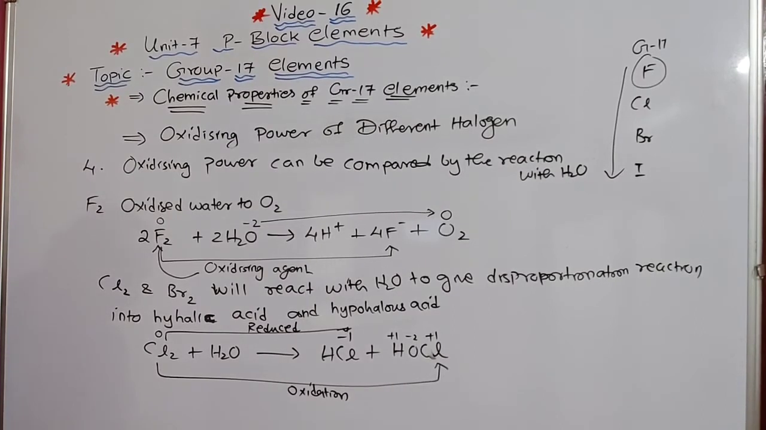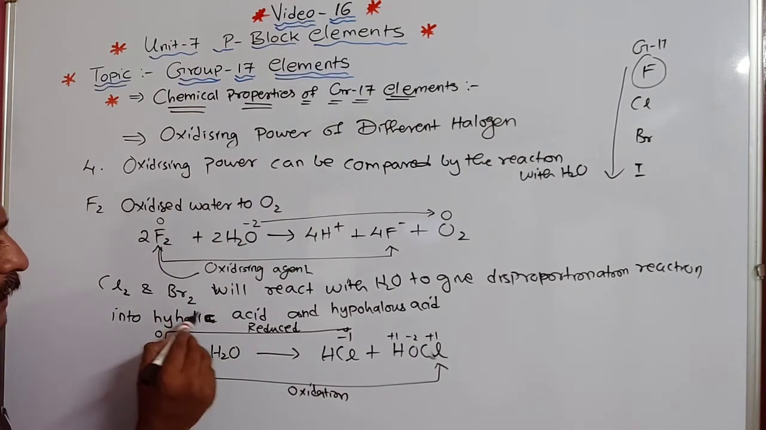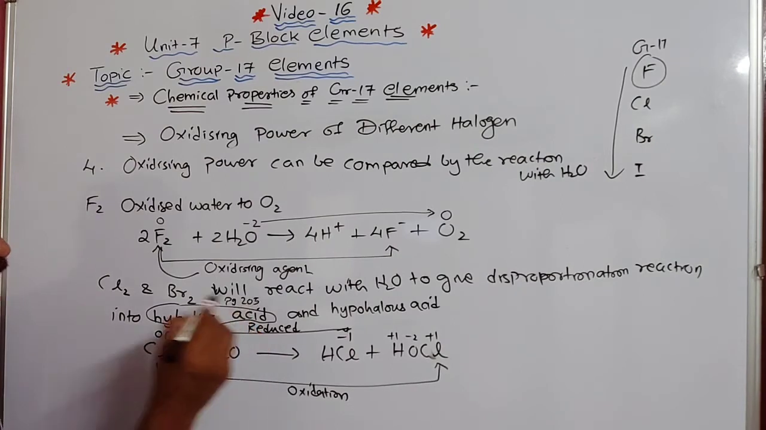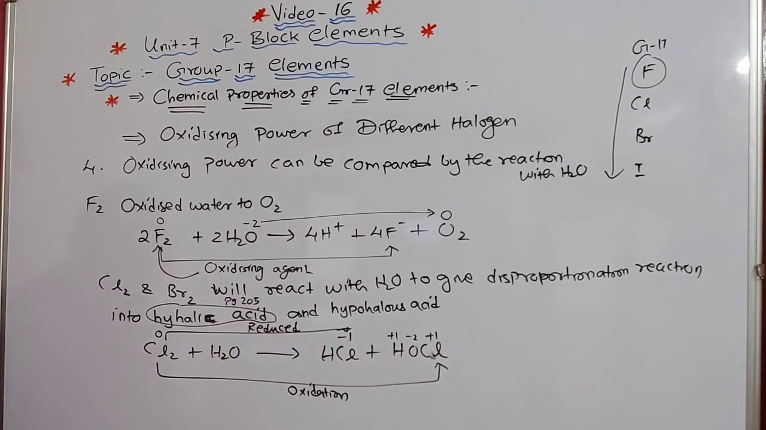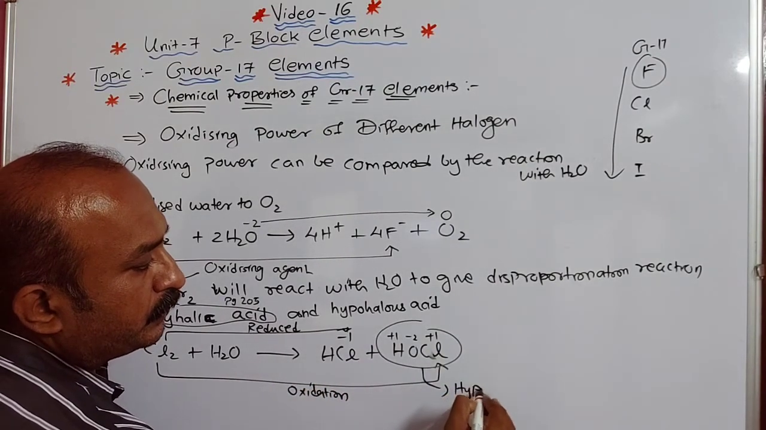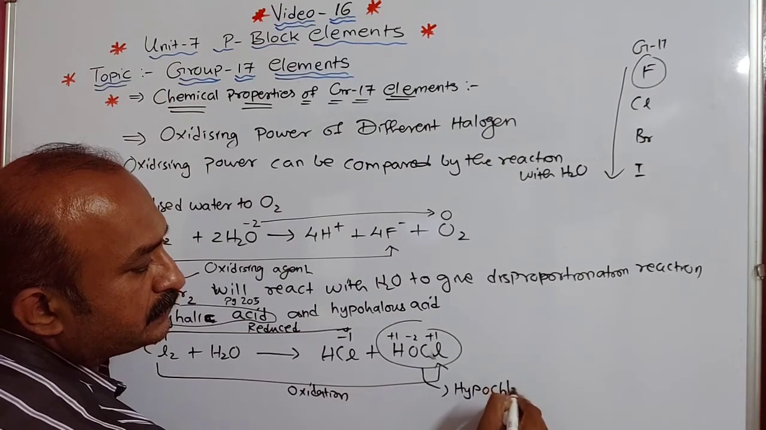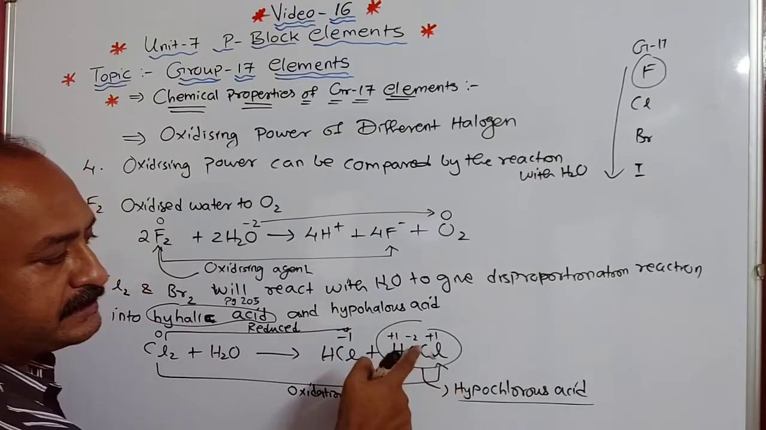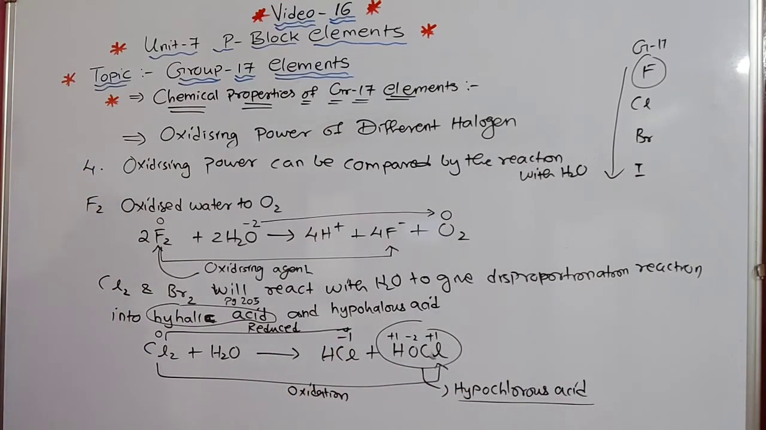Now this hypohalic acid is given in your textbook on page number 205. Clear? There are certain oxo acids of halogens given. You can see there hypochlorous acid. What is the name of this acid? Hypochlorous acid. Understood? So hypohalic acid means this part, I think you understood what is given.